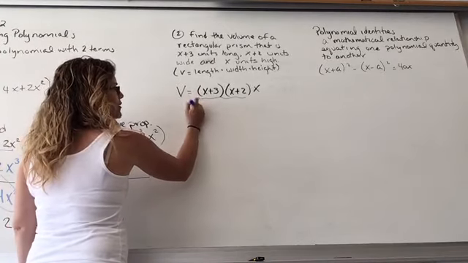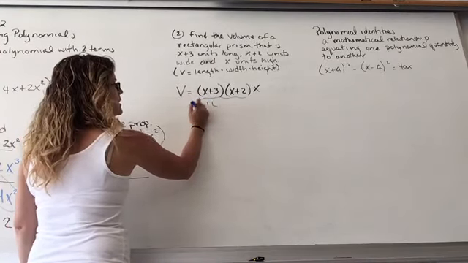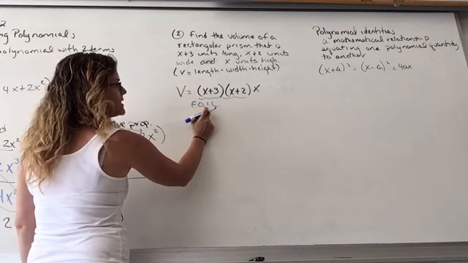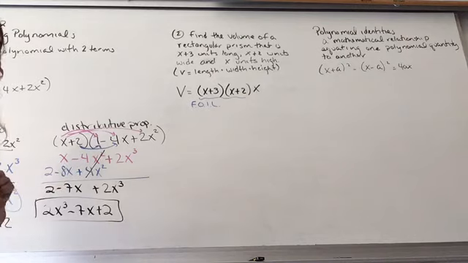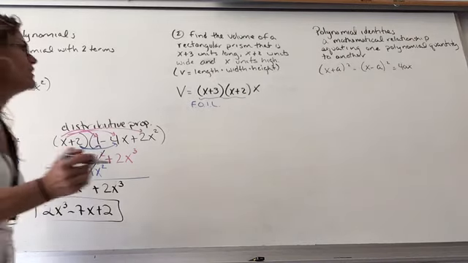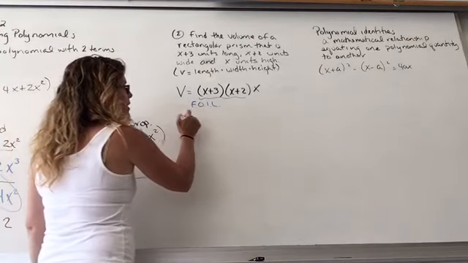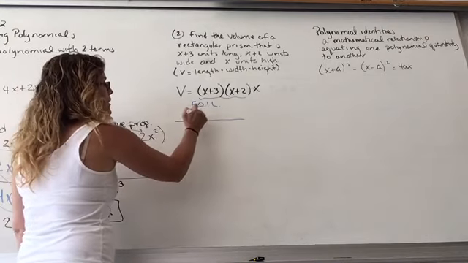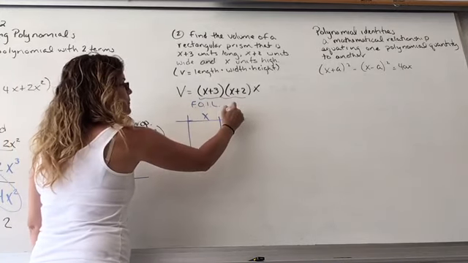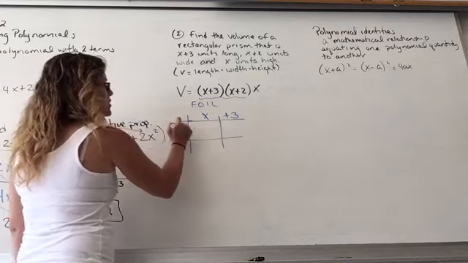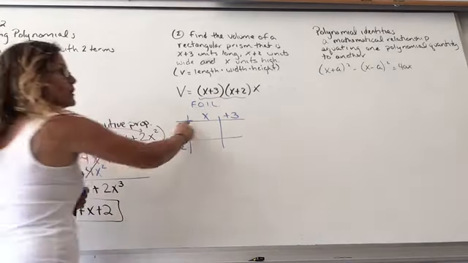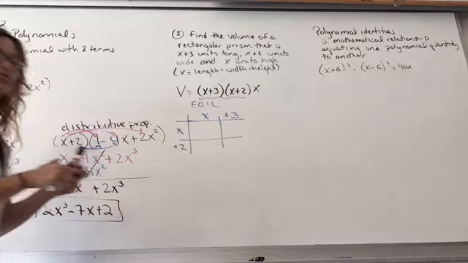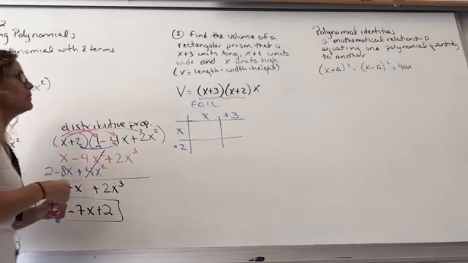Some of you remember the acronym FOIL: first terms, outside terms, inside terms, last terms. Some of you like to use that box method. Some like to use the distributive property. I happen to think everybody likes or can use the box method, so I'm going to quickly set that up. Notice this time I put the first one across the top and the second one down, so it doesn't really matter.